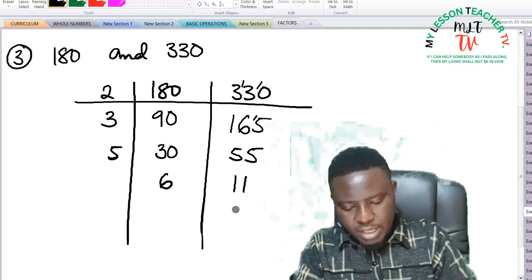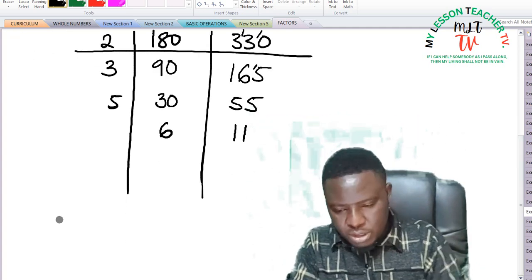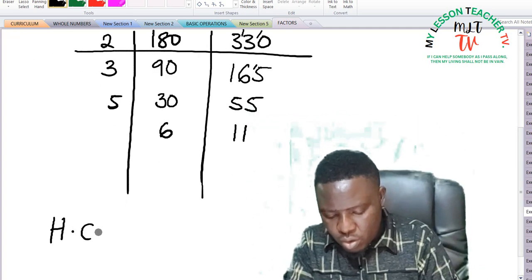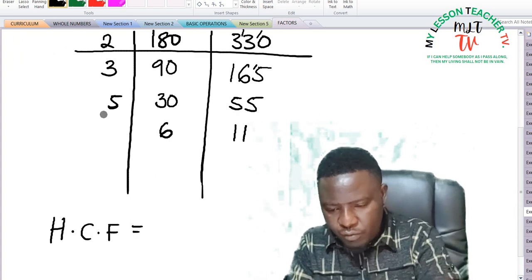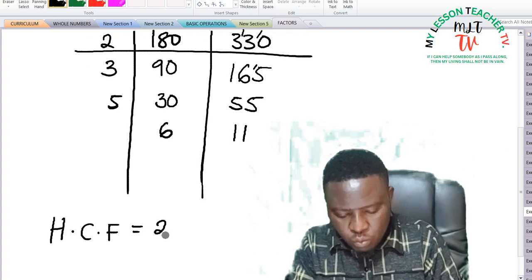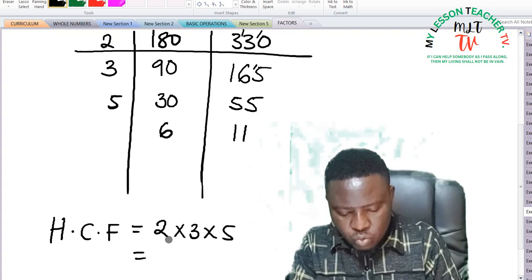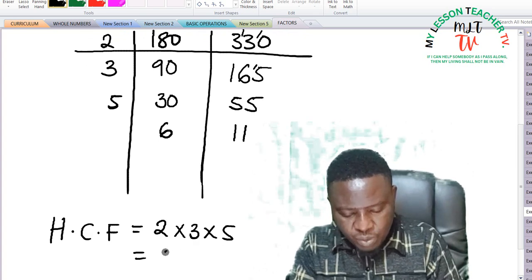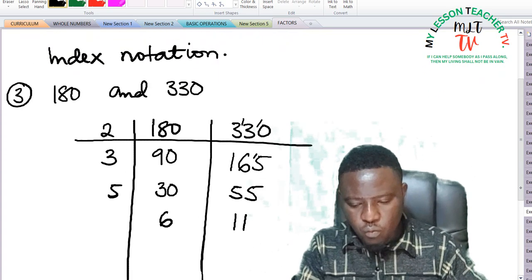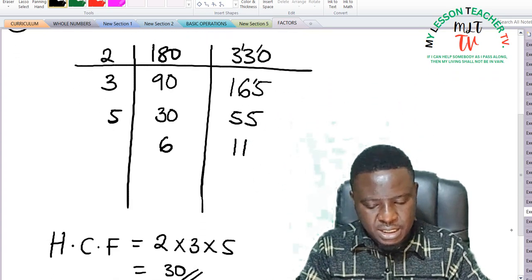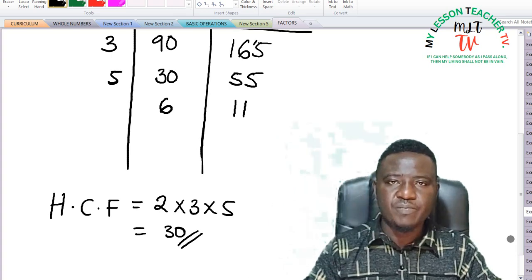So we stop at this point and say that the highest common factor of these two numbers is the product of the prime factors that were used, which is 2 times 3 times 5. And 2 times 3 is 6. 6 times 5 is said to be 30. So the highest common factor of 180 and 330 is said to be 30.